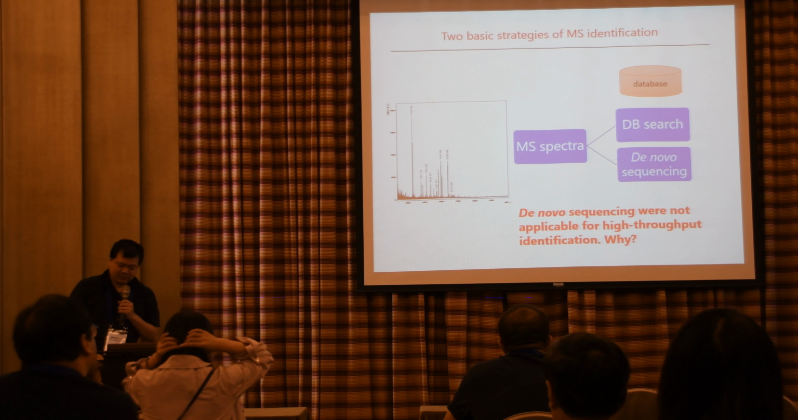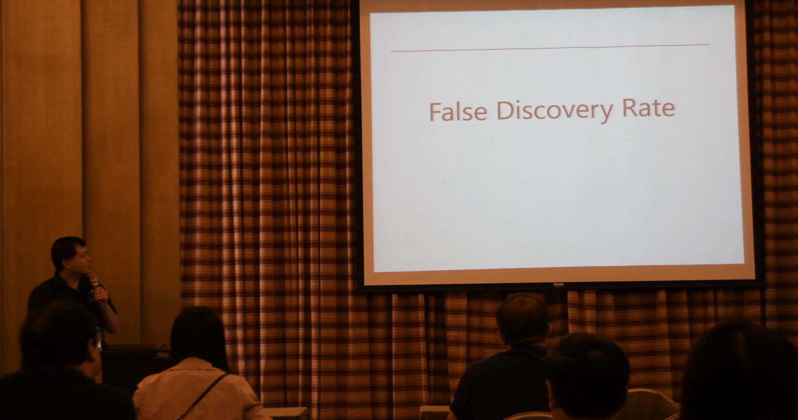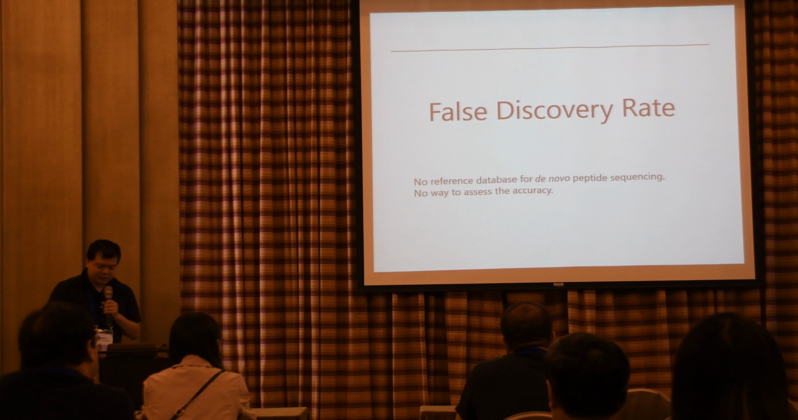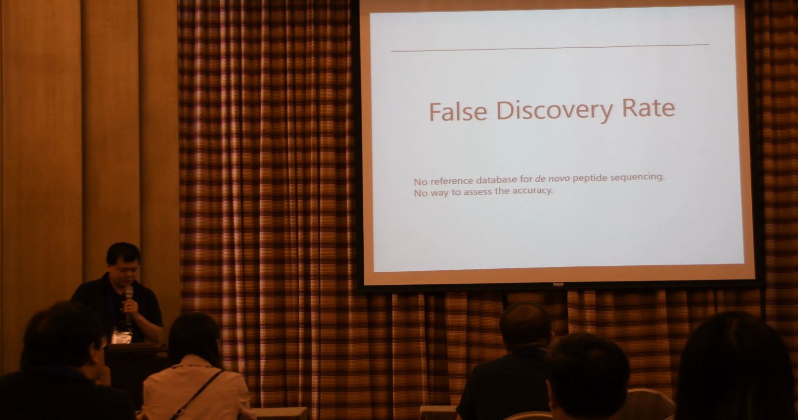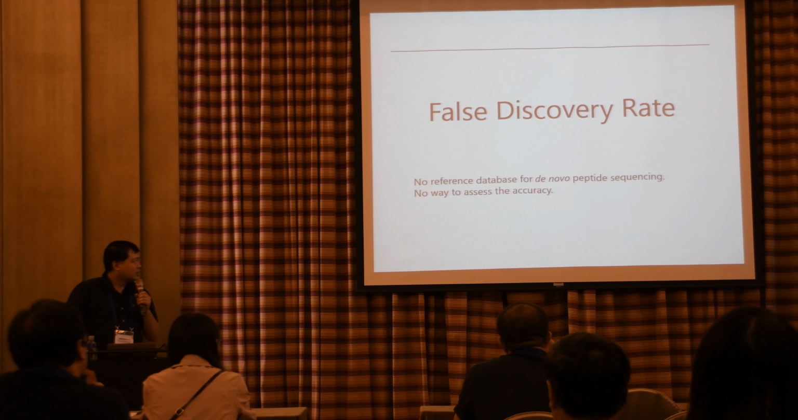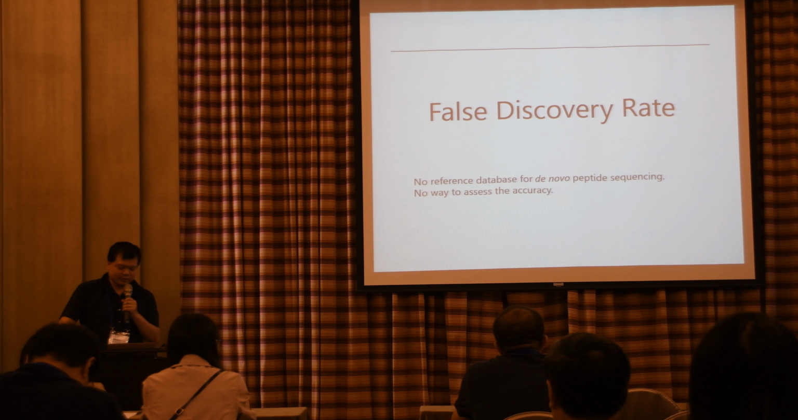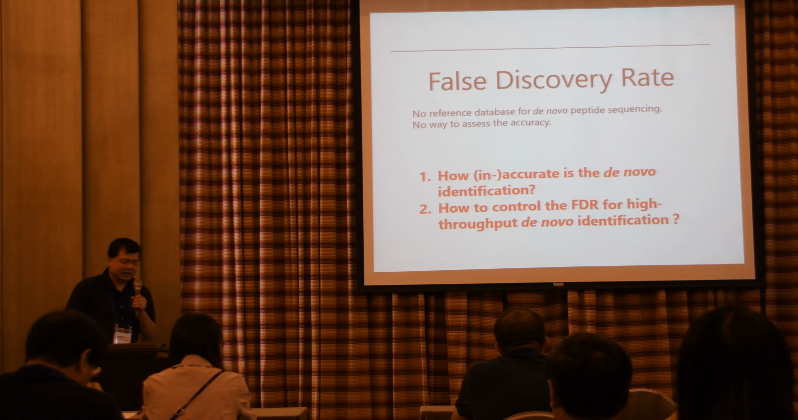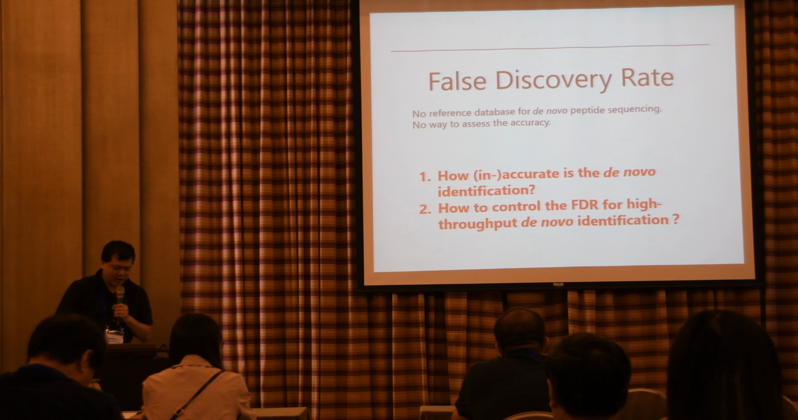Why is that? Because there's one thing: false discovery rate. Since de novo sequencing doesn't have a reference database, there's no way to assess accuracy for that. So we have two major questions. First, how accurate or how inaccurate is the de novo identification? And the second one is how to control the FDR for high-throughput de novo identification.